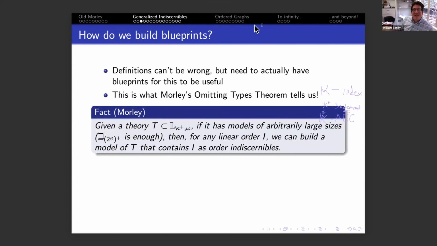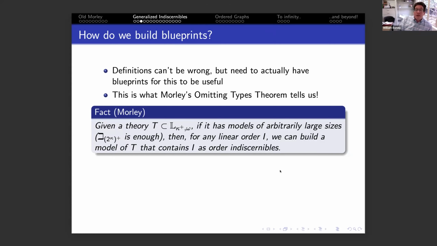Right, this is something I remember my advisor Rami Grossberg saying: the definitions can't be wrong. So this is a great definition, because all definitions are great. But when you actually want to say that your definitions are good and people should pay attention to you, you need to actually show that they show up.